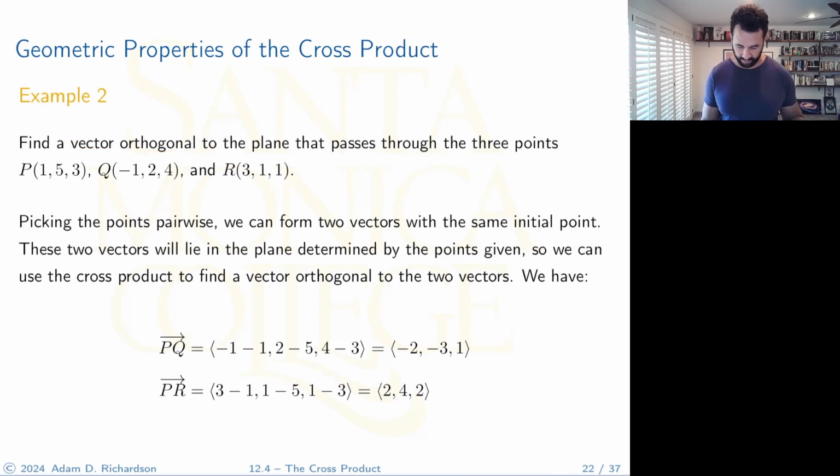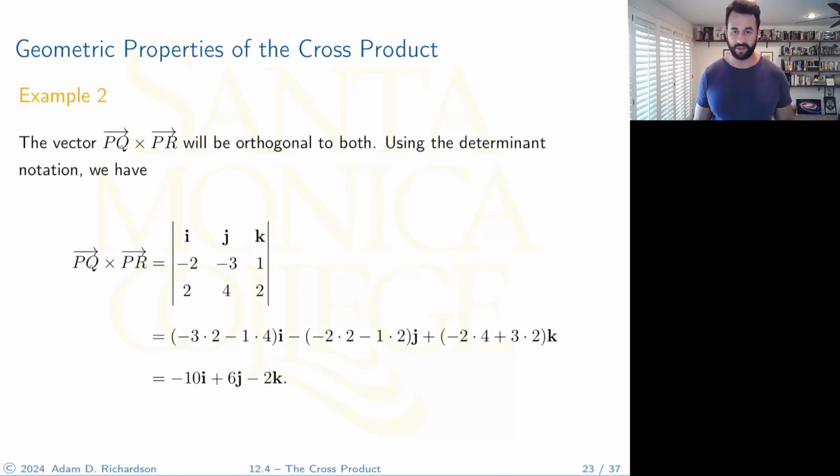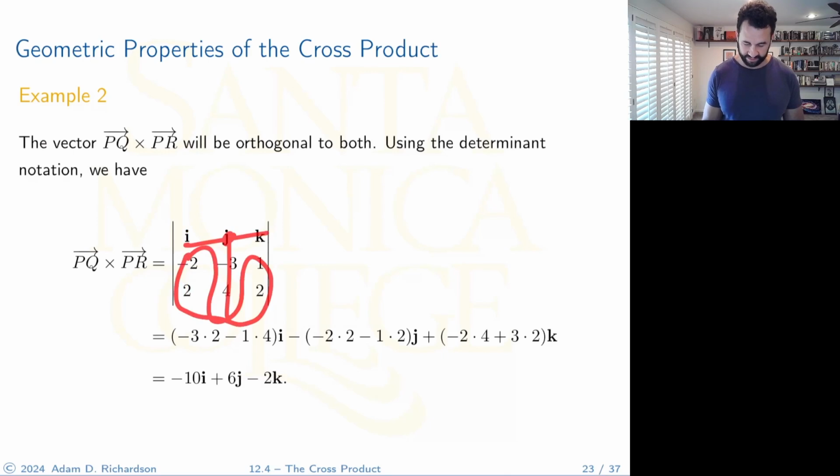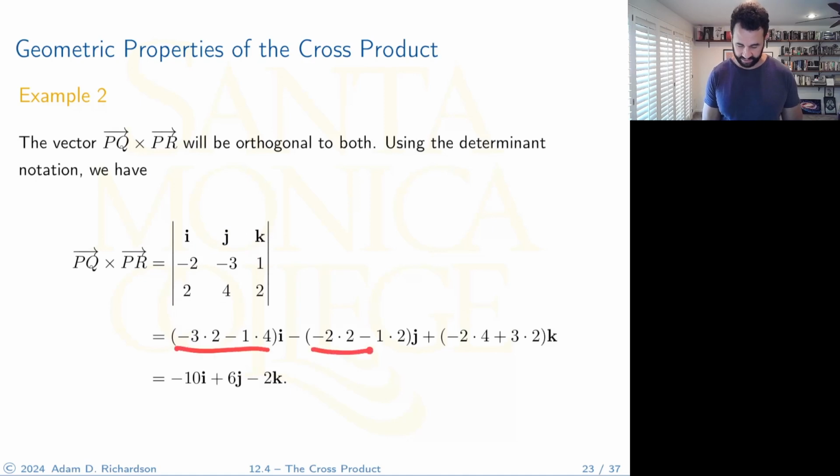So in this case, I picked the points PQ and PR, and I just found the displacement vectors between them. So here's the displacement vector between P and Q, the displacement vector between P and R, and then those are our 2 vectors. Throw that into our determinant notation and compute the cross product. So again, remember we fix I and do this determinant, and then we fix J and do this determinant, and then we fix K and do this determinant. And that'll give us these coefficients for I, J, and K. Basic arithmetic after that, and you get, boom, this vector right here.